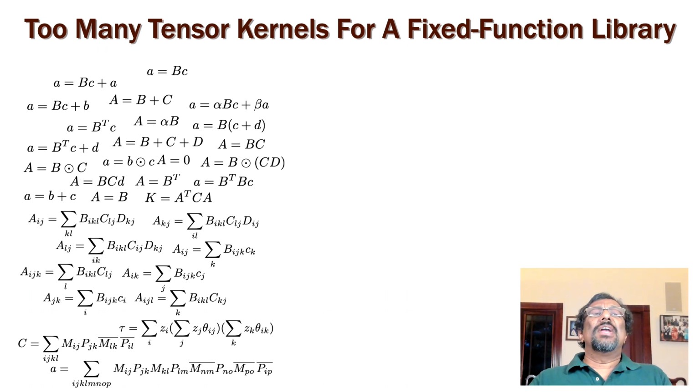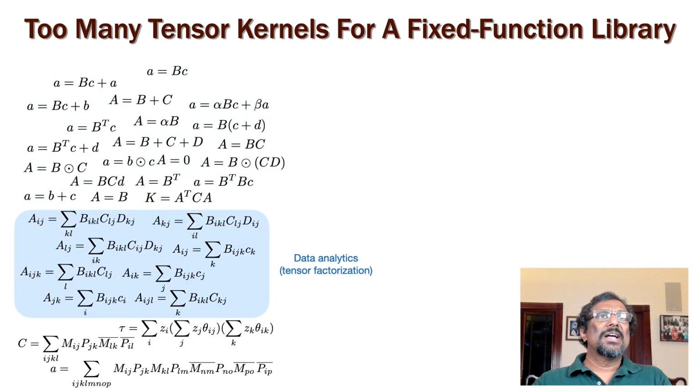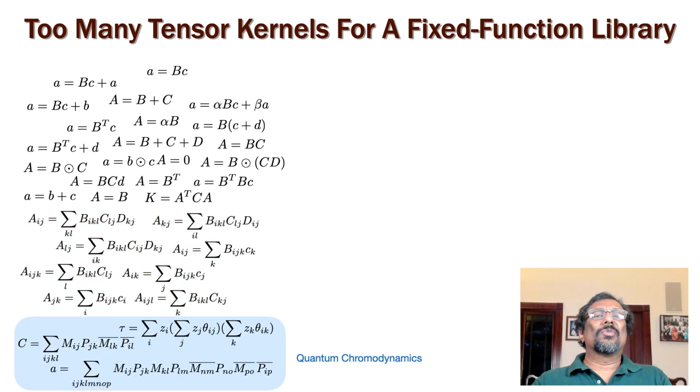However, today the state of the art for getting sparse performance is using kernel libraries. But this doesn't scale very well. There are many tensor kernels written for linear algebra. There are kernels written for data analytics. And even for things like quantum chromodynamics, there are very specialized tensor kernels. So there are many kernels that you would have to write.